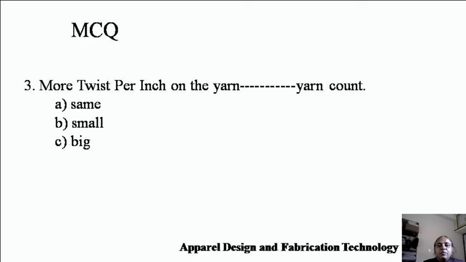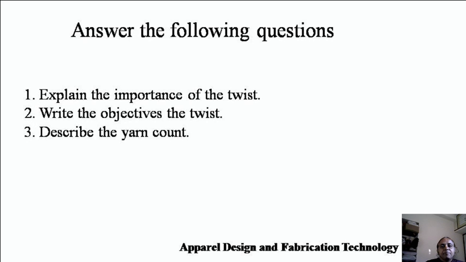Third one is, more twist per inch on the yarn, dash yarn count. What will the yarn count be? B small, C big. That is, more twist per inch, smaller the yarn count. So B is the right choice. These are the options answered. Next is the descriptive assessment questions.